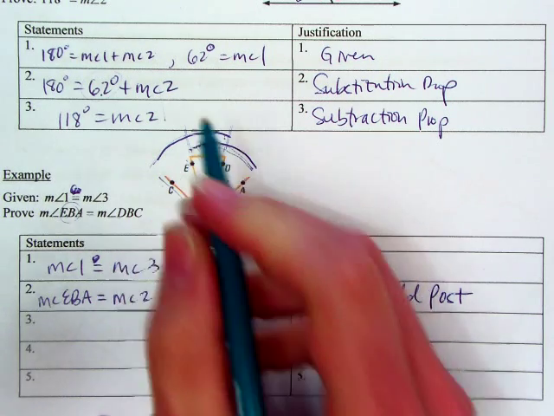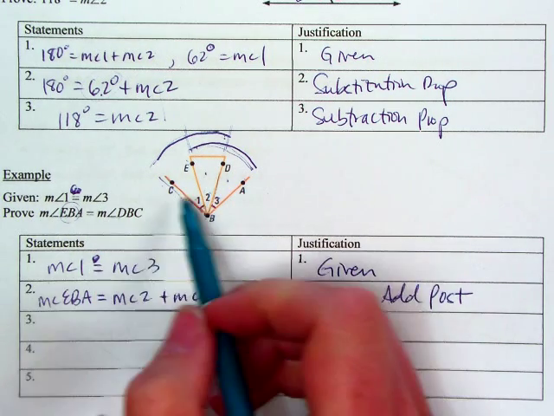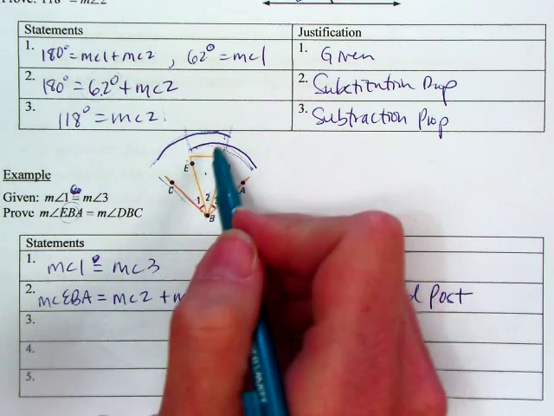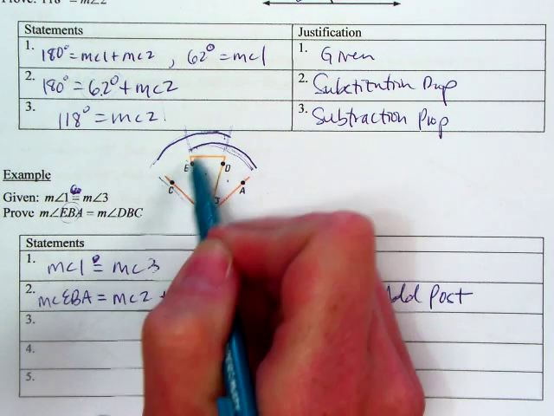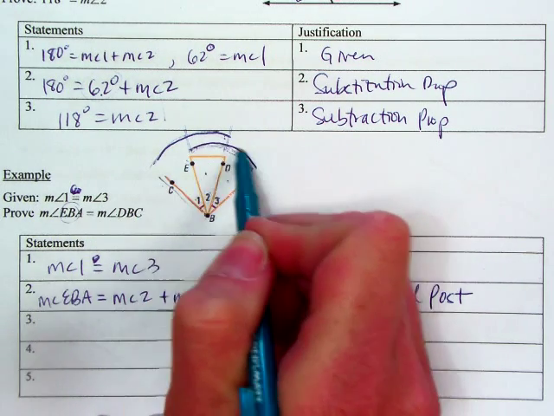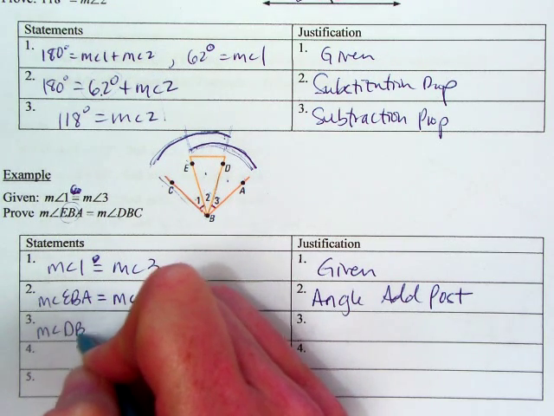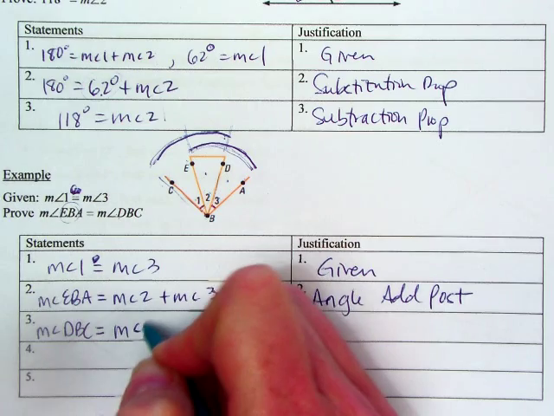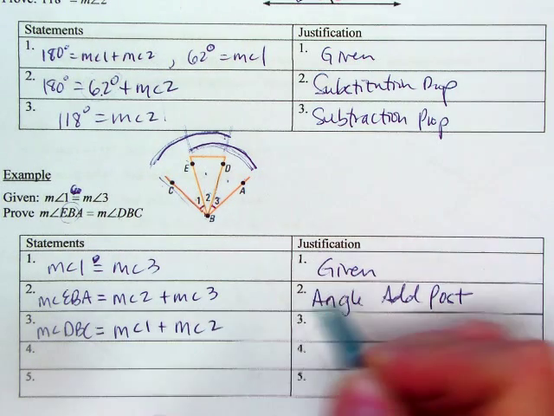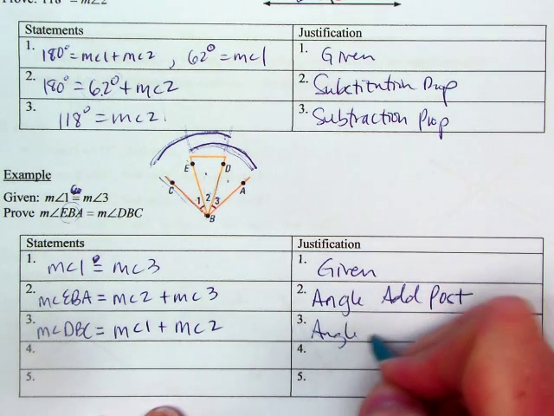Okay? I'm going to look at that for a moment, and I'm also going to talk about the other one as well. So DBC, the other angle. I want to do the same thing. The measure of angle DBC is made up of 1 and 2. Same reason, angle addition postulate.